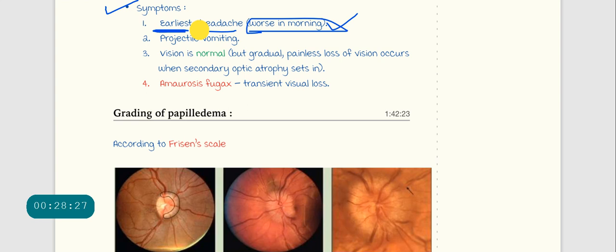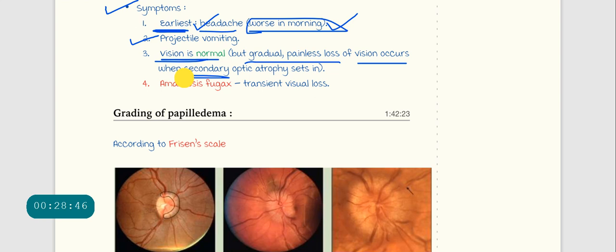Again, vision is normal, but a gradual or painless loss of vision occurs for a few seconds. Okay, so only for a few seconds the patient will complain that for a few seconds my vision is lost. Okay, and it is painless.